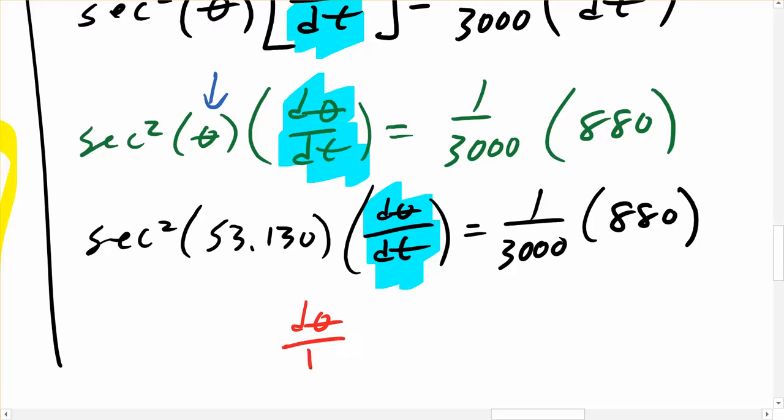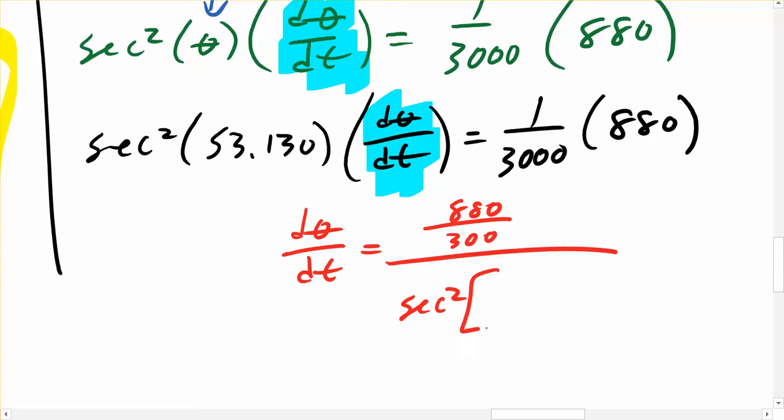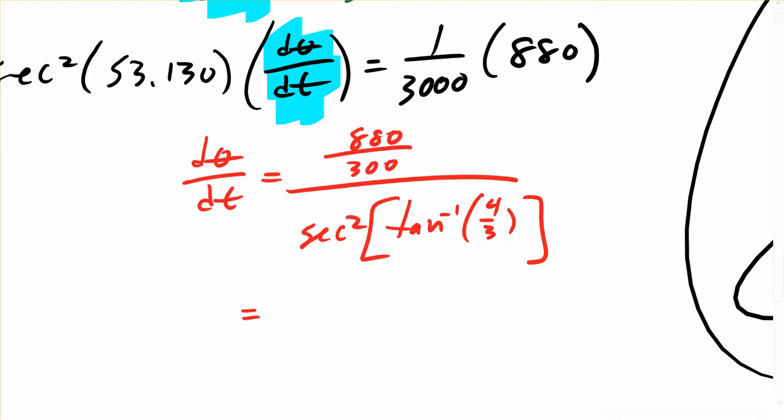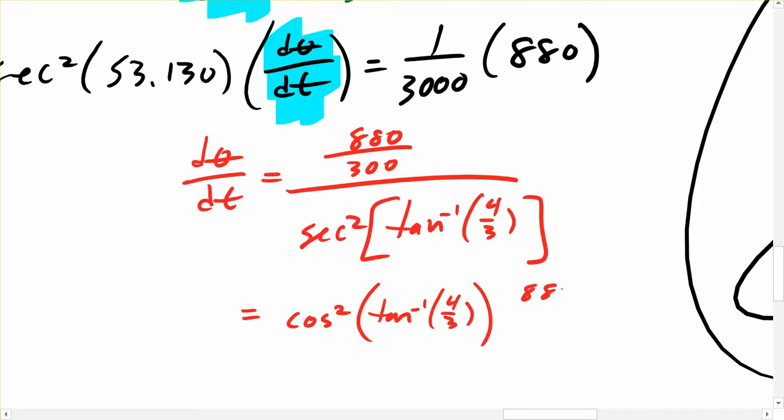Yes. d theta/dt is going to be equal to 880 over 3,000 over secant squared of tan inverse of 4 over 3. That's what I was asking about, the 880, multiplying it into the 1/3,000. You can do that. Type that into your calculator and tell me what answer you get. If that's 1 over cosine, one way to do this would just be to write cosine squared of tan inverse of 4 over 3 times 880 over 3,000.